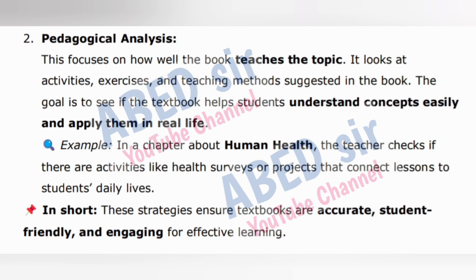This focuses on how well the book teaches the topic. It looks at activities, exercises, and teaching methods suggested in the book. The goal is to see if the textbook helps students understand concepts easily and apply them in real life. Example. In a chapter about human health, the teacher checks if there are activities like health surveys or projects that connect lessons to students' daily lives. In short, these strategies ensure textbooks are accurate, student-friendly, and engaging for effective learning.